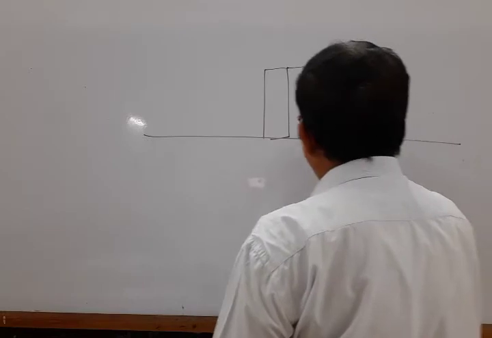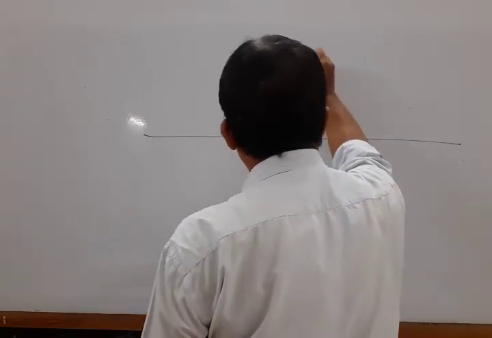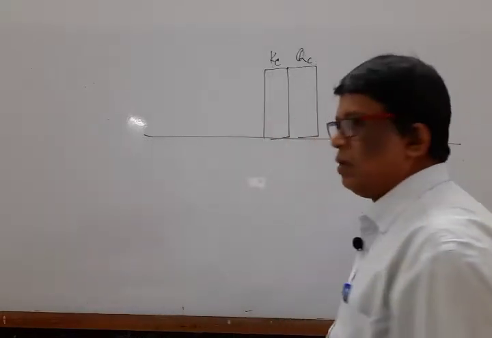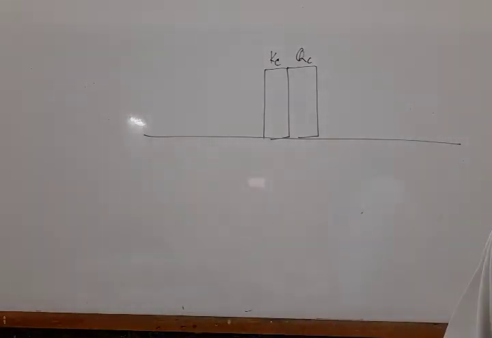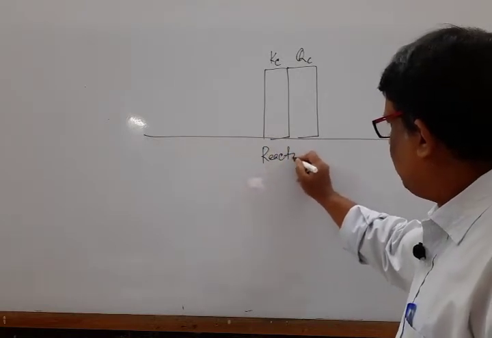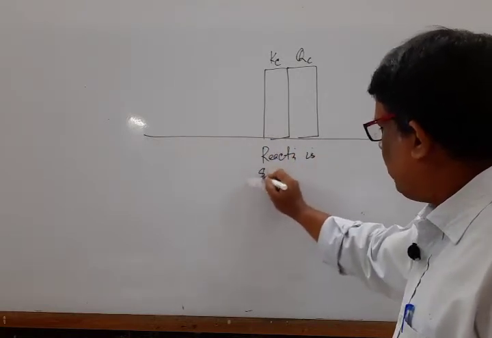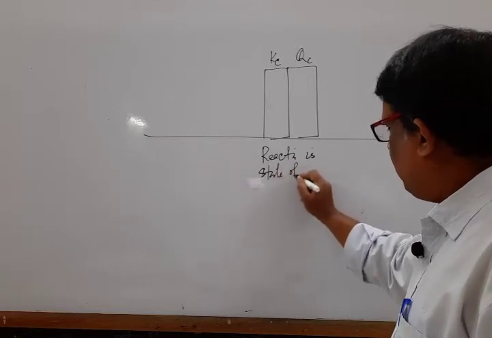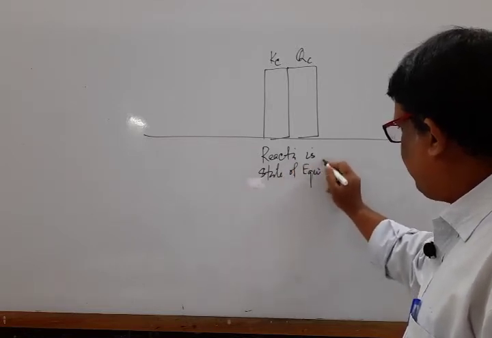Mark that diagram. It is known as Kc, it is known as Qc. In this case, Kc is equal to Qc. That means we say that the reaction is in the state of equilibrium.